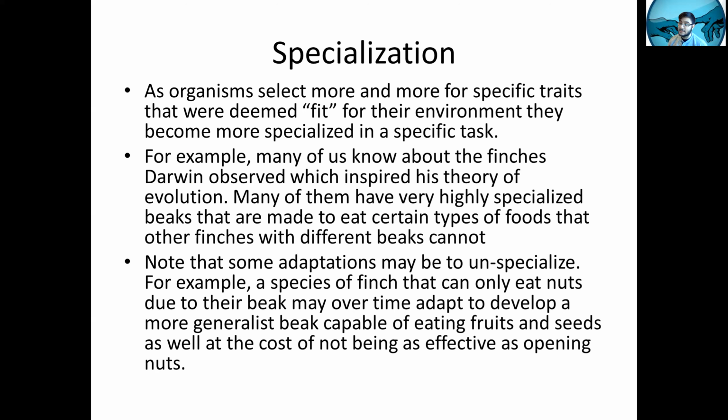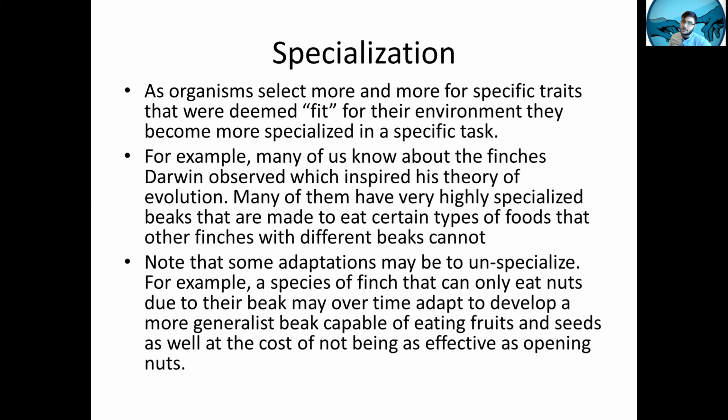And these tasks were things that other finches with different types of beaks could not really do as well because they weren't specialized for it. And generally, as traits are more fit, they usually become more specialized. But sometimes some adaptation may be toward being unspecialized, right? For example, a species of finch that can only eat nuts due to their beak may over time adapt to develop a more generalist beak, capable of eating fruits and seeds, at the cost of not being as effective at opening nuts.